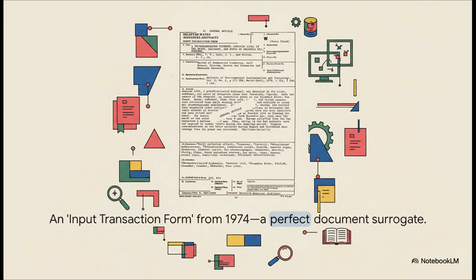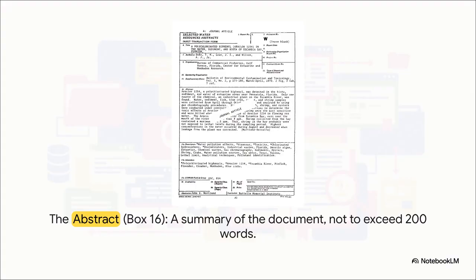This is an input transaction form. Now I know, it might look like some old-school bureaucratic paperwork, but it's actually a perfect, self-contained document surrogate. This one page has everything you need to represent a scientific article for a computer database back then. Let's zoom in a little.